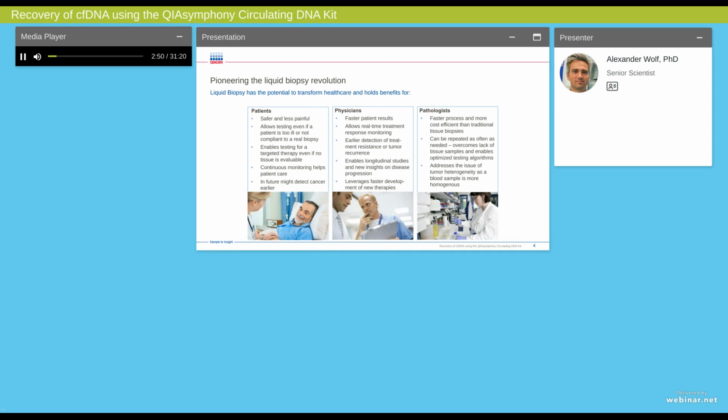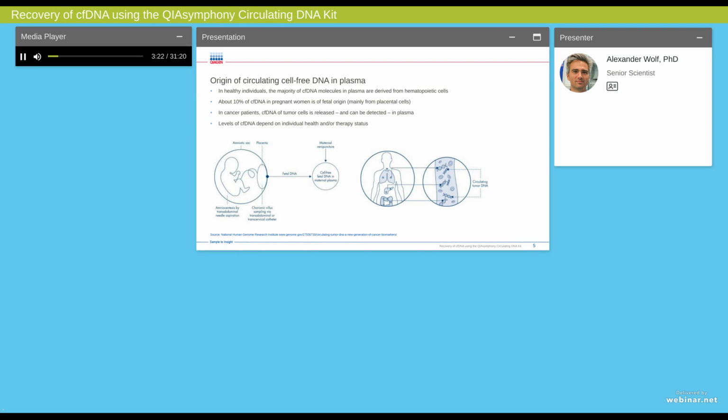Compared to tissue biopsy, it's obviously safer and less painful for the patient. Therefore, the compliance of a patient to undergo a simple blood draw will increase the potential of an early detection and close monitoring of diseases. For physicians, real-time treatment response monitoring will allow increased insights on disease progression in combination with the faster development of new therapy options. Pathologists will face a faster, more cost-efficient processing and will obtain in parallel the complete heterogeneity of a disease state, because a blood sample reflects a more homogeneous sample type compared to a biopsy section.